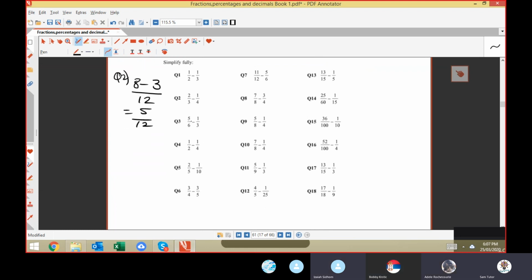Question 3. 5 times 3 is 15. Beautiful. And then minus 6 times 1 is 6. And then 6 times 3 is 18. Good job. 15 minus 6 equals 9 over 18. And you can simplify it to 1 over 2. Good job. Thank you, Adele.